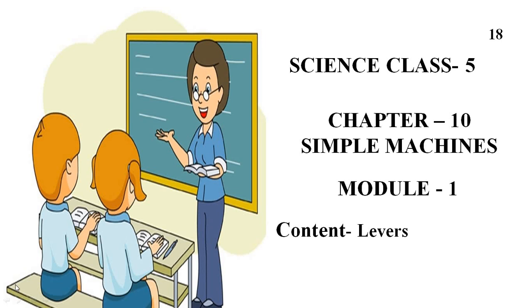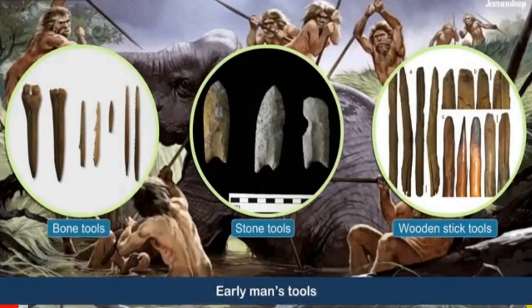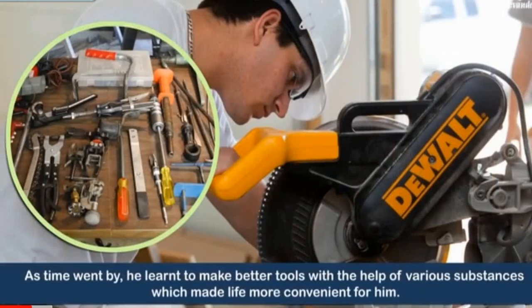Today we are going to start a new chapter, Simple Machines. In this chapter, you will learn about levers. We know that early men used bows, stones and wooden sticks as tools. He learned to make better tools with the help of various substances which made life more convenient for him.